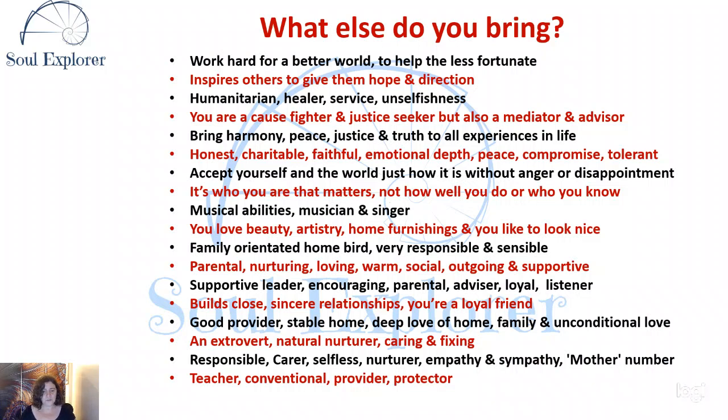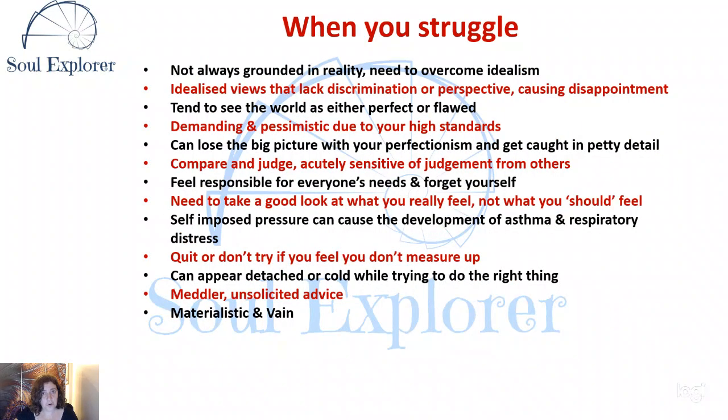You're a responsible carer. You could be a teacher. You're quite conventional. You're a provider and you're a perfecter. You remember, you like the security of a home. When you struggle, you're very idealistic, and a 6 that's really struggling might not always be grounded in reality. You need to overcome some quite strong elements of idealism that aren't always rooted in good perspective or context.